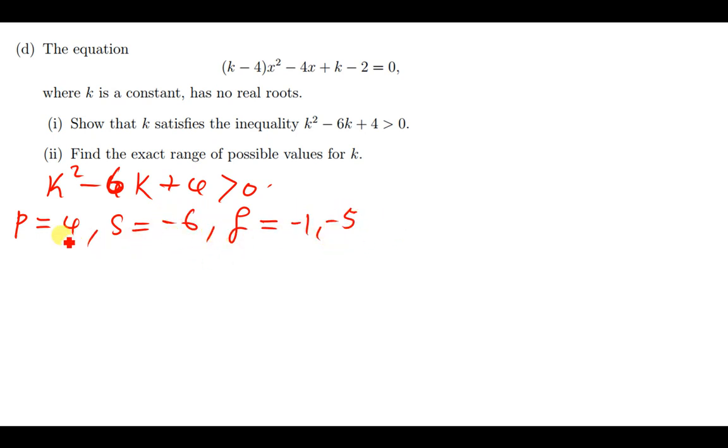When you multiply them, you're getting, oh no, this one will not work out. So when you add them, you're getting negative 6, but when you multiply them, you're not getting 4. So let's just use the formula method to solve this quadratic equation.